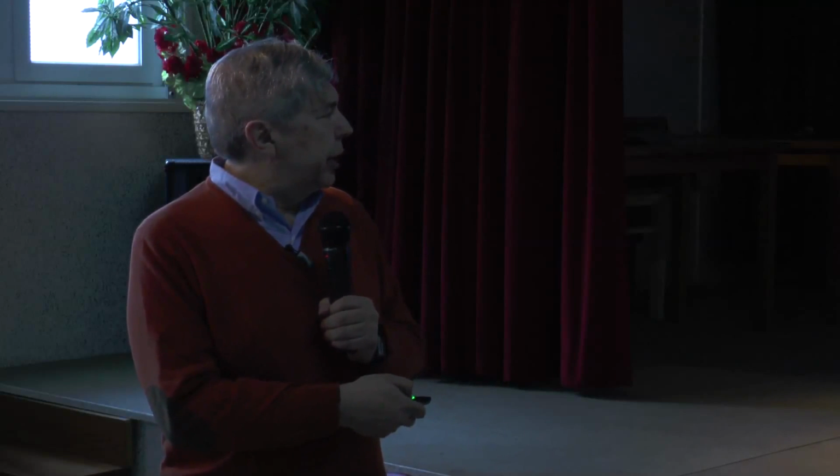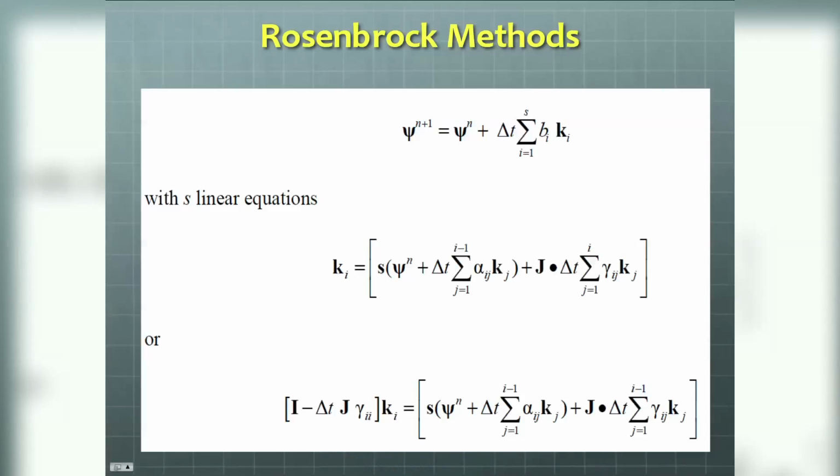There are other methods. I'm not going to describe that in detail, but you might have heard about them. For example, the Rosenbrock method, which is shown here. It's an extension of the so-called Runge-Kutta method. Basically, you write that the solution at n plus 1 is the solution at n plus a term, delta t, times a number of elements, and these elements are here, and then again you have to solve them.